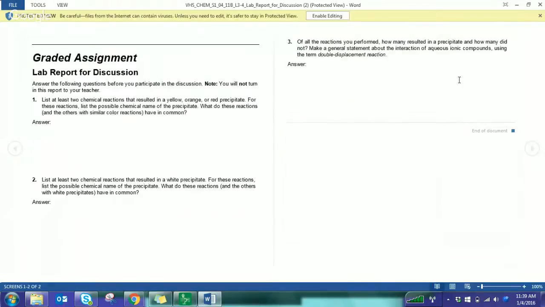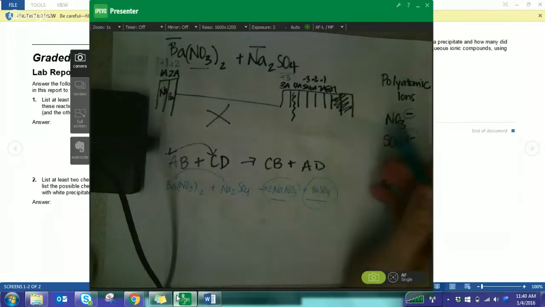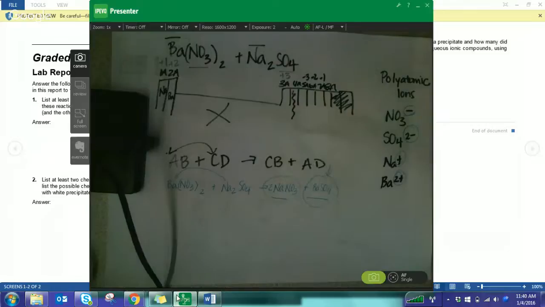Looking at question 3: of all the reactions you performed, how many resulted in a precipitate and how many did not? Make a general statement about the interaction of aqueous compounds using the term double displacement reaction. Another way to think about this question is to see if you can find any pattern as to which compounds actually form precipitates. So if, say, in all of the white compounds you have a precipitate that has nitrate in it, maybe it's the nitrate that's forming that white precipitate. That's not going to happen, because in this one, it's actually the barium sulfate that's creating your precipitate.